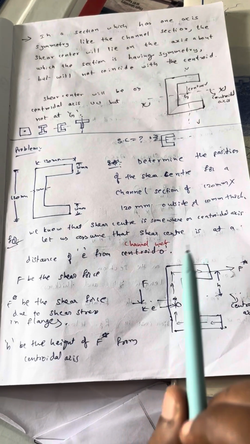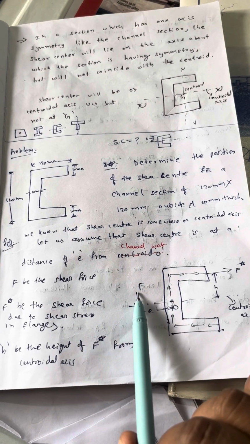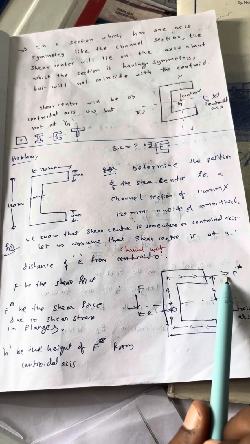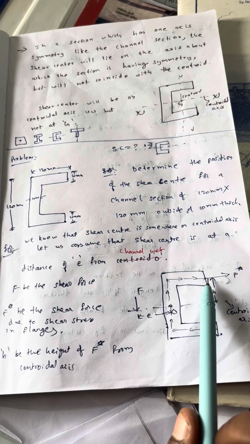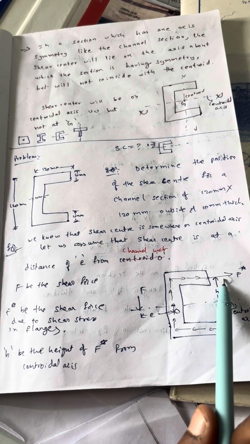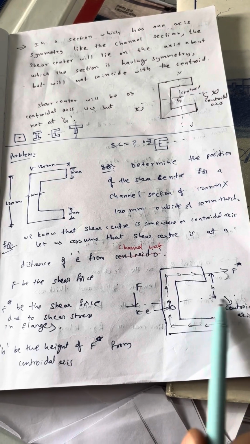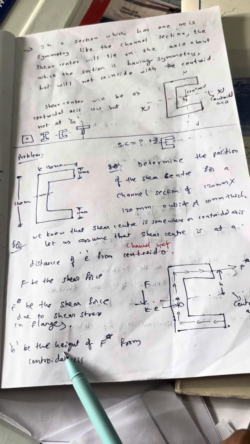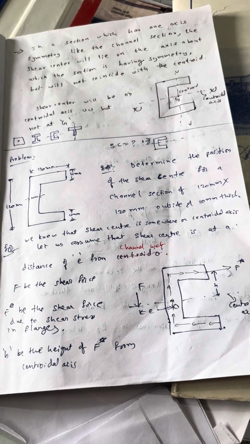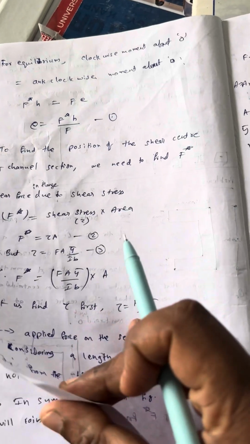Let us assume the shear force is at a distance of E from the channel web. F be the shear force, F star be the shear force due to shear stress in the flange. These are flanges we know, and this is the web. The shear force due to shear stress in the flange is at a height of h from the centroidal axis. Now let us apply the equilibrium. For equilibrium, clockwise moment about O should be equal to anti-clockwise moment about O.